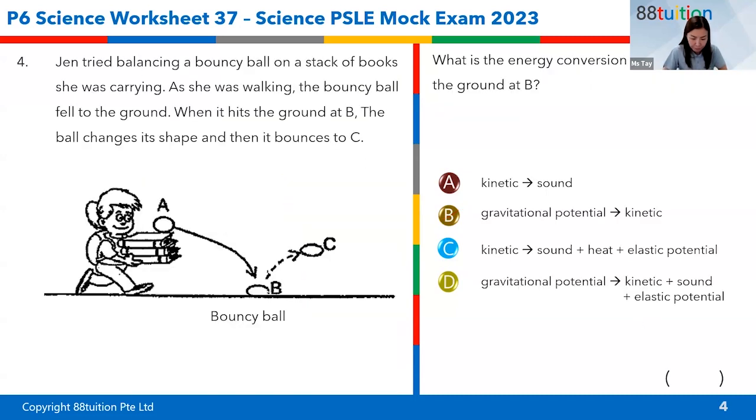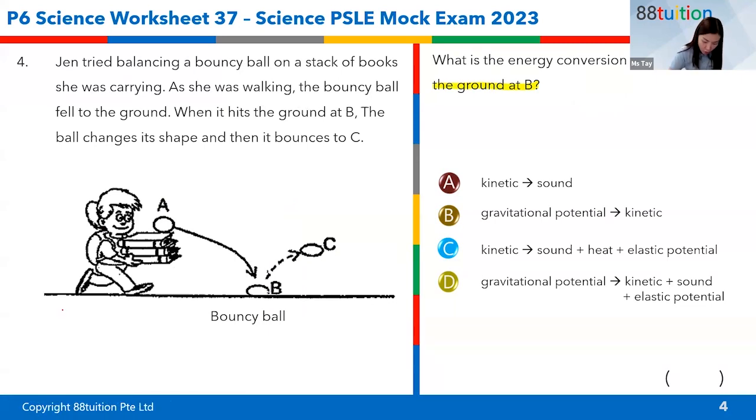All right. Next question. Jen tried balancing a bouncy ball on a stack of books, and then as she was walking, the ball fell. When it hits the ground at B, the ball changes its shape, then bounces to C. What is the energy conversion when the ball hits the ground at B? They ask for the energy conversion when it hits the ground. So that part there, you need to take note: hits the ground at B.